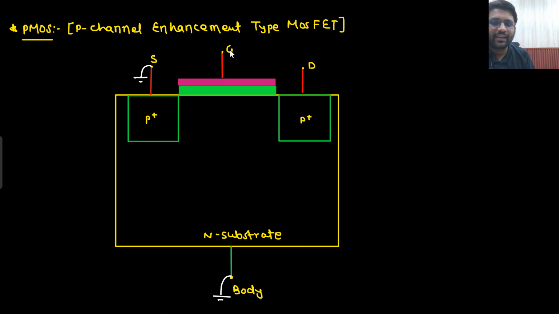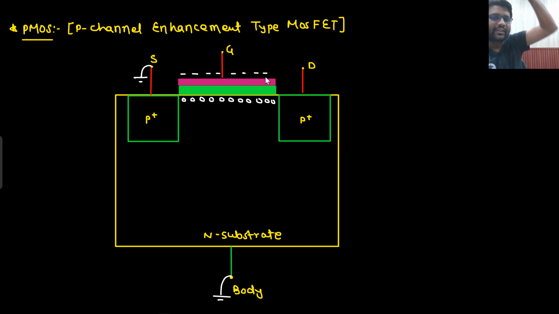Just tell me one thing, at the gate, should I apply positive bias or negative bias to turn on the transistor? Positive bias should be applied or negative bias should be applied? What do I need to do? I need a layer of holes here, because this is P type, this is also P type. I need a layer of holes here, right? I need a P channel here. If I need a P channel, that means here I need to apply a negative potential, because what would this negative potential do?